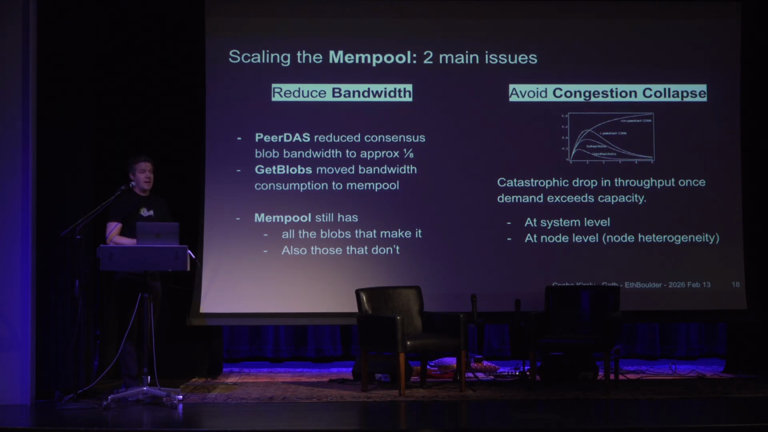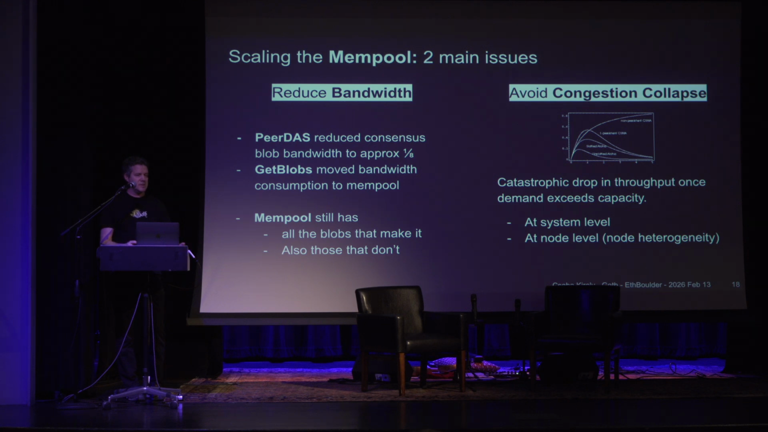And then there is another technique, which is called GetBlobs. GetBlobs means since the EL already distributed these blobs, the CL is not even distributing them. It's just looking at the execution layer client sitting next to it and saying, do you have it? Yeah, I already have it. And then it gives it to him. So the CL is not even dealing with the distribution. And with this, the CL bandwidth consumption is even lower because the job is done by the execution layer.